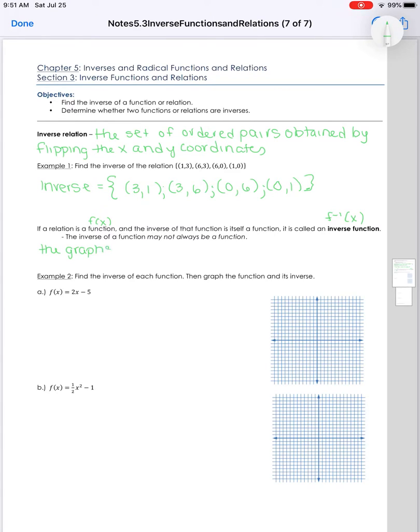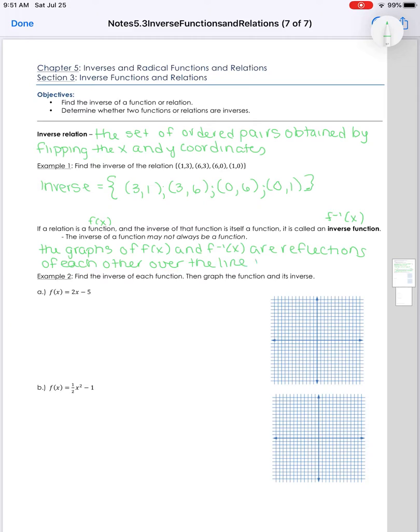Now if a relation is a function, and our function is typically represented with f of x, and the inverse of that function is itself a function, it's called an inverse function. The way we represent the inverse is f to the negative 1 of x. The inverse of a function may not always be an actual function.